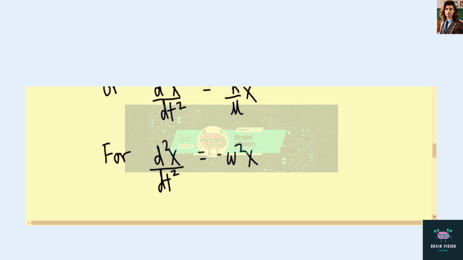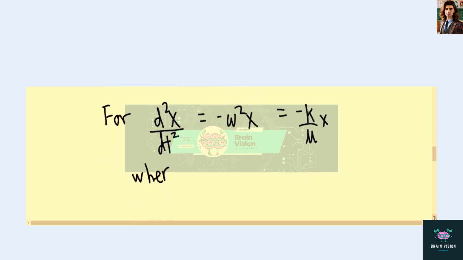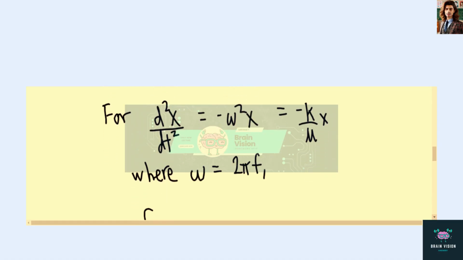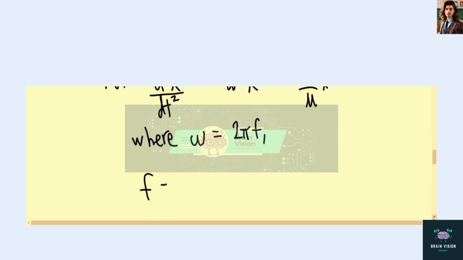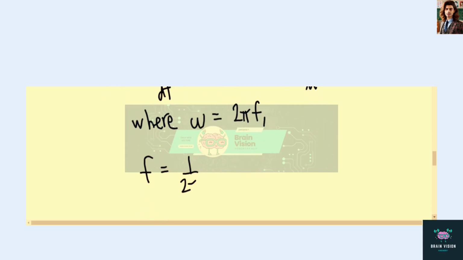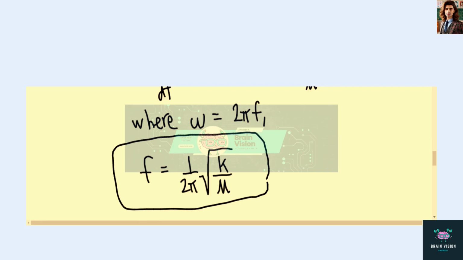We can also write it as negative omega squared x, where omega is a typical angular frequency. And recall that an angular frequency can be written as omega equals 2 pi f, f being your linear frequency. With that in mind, we then have for the frequency of our harmonic oscillator this expression right here. So that is our last and final result.